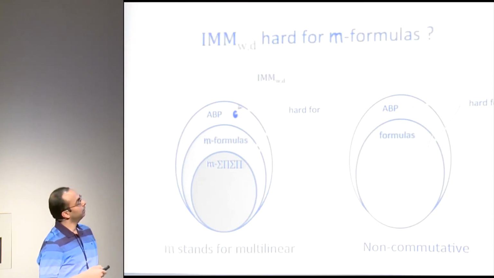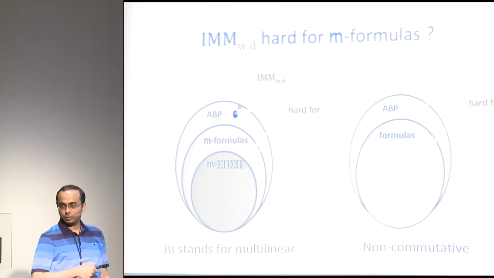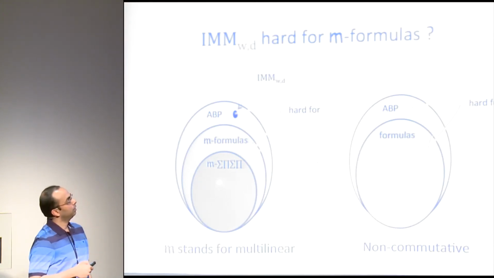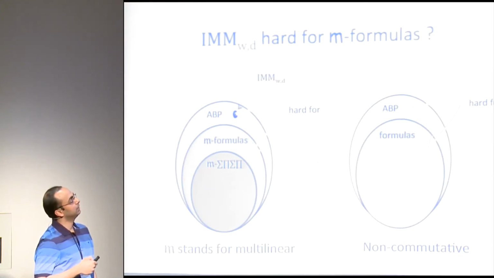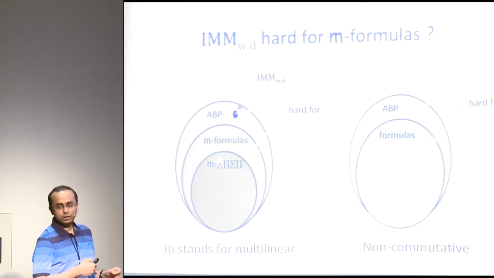But one nice thing to observe is that one can actually prove something in the commutative world to prove something in the non-commutative world. And that's the following. If you can show that IMM is hard for not homogeneous formulas, but multilinear formulas, then that will give you a separation between ABP and formulas in the non-commutative world. Now, M stands for multilinear, as usual. Why am I hopeful here?